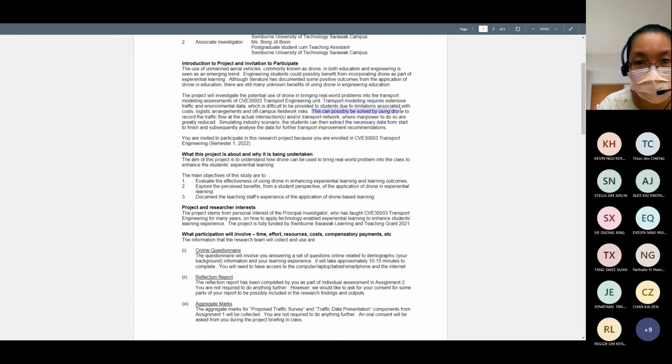And this can possibly be solved by drone to record the traffic flow at the intersection. Okay. So you are invited because you are enrolled into the transport unit this semester, and the drone was used for your assignment.